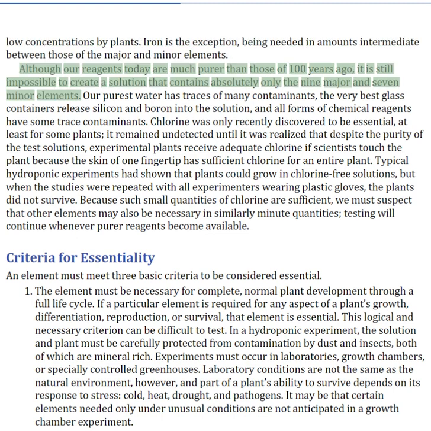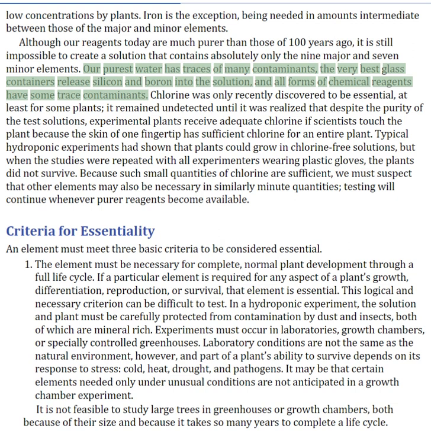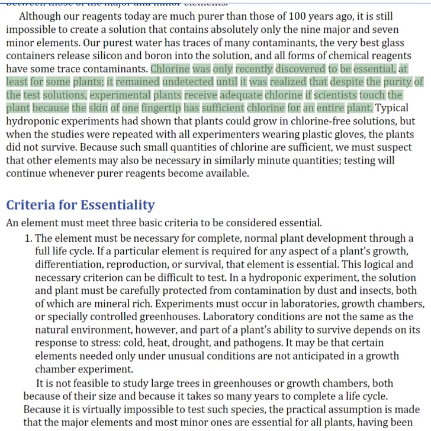Although our reagents today are much purer than those of 100 years ago, it is still impossible to create a solution that contains absolutely only the 9 major and 7 minor elements. Our purest water has traces of many contaminants. The very best glass containers release silicon and boron into the solution, and all forms of chemical reagents have some trace contaminants. Chlorine was only recently discovered to be essential, at least for some plants.